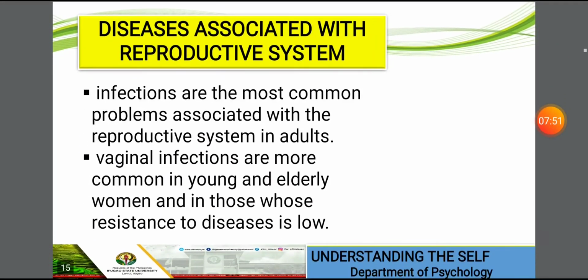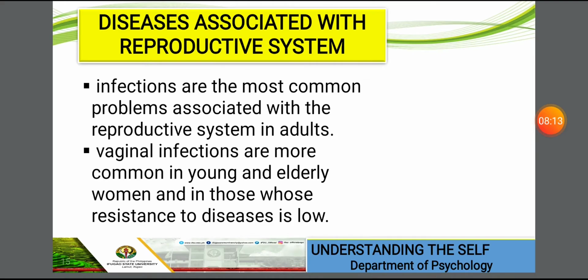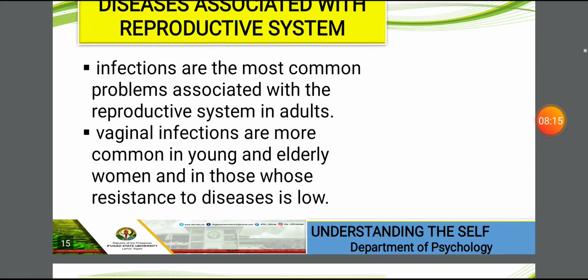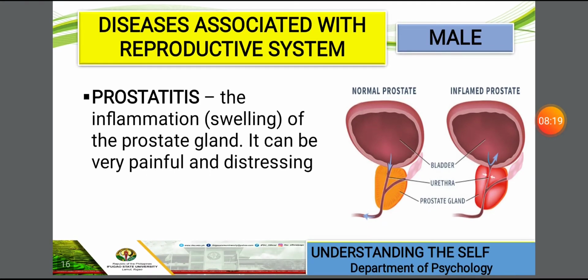So let's tackle the diseases associated with reproductive system. These are the infections which are the most common problems associated with the reproductive system in adults. Vaginal infections are more common in young and elderly women and in those whose resistance to diseases is low. So diseases is really parallel with the low immune system that persons could have. So, first, these are the diseases associated with reproductive system.